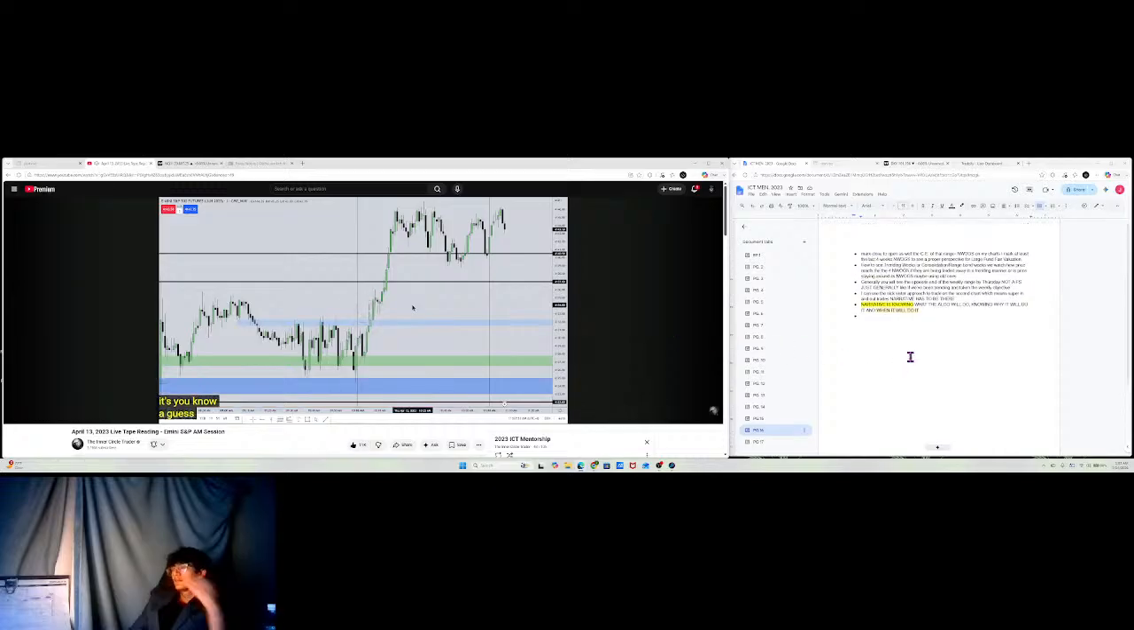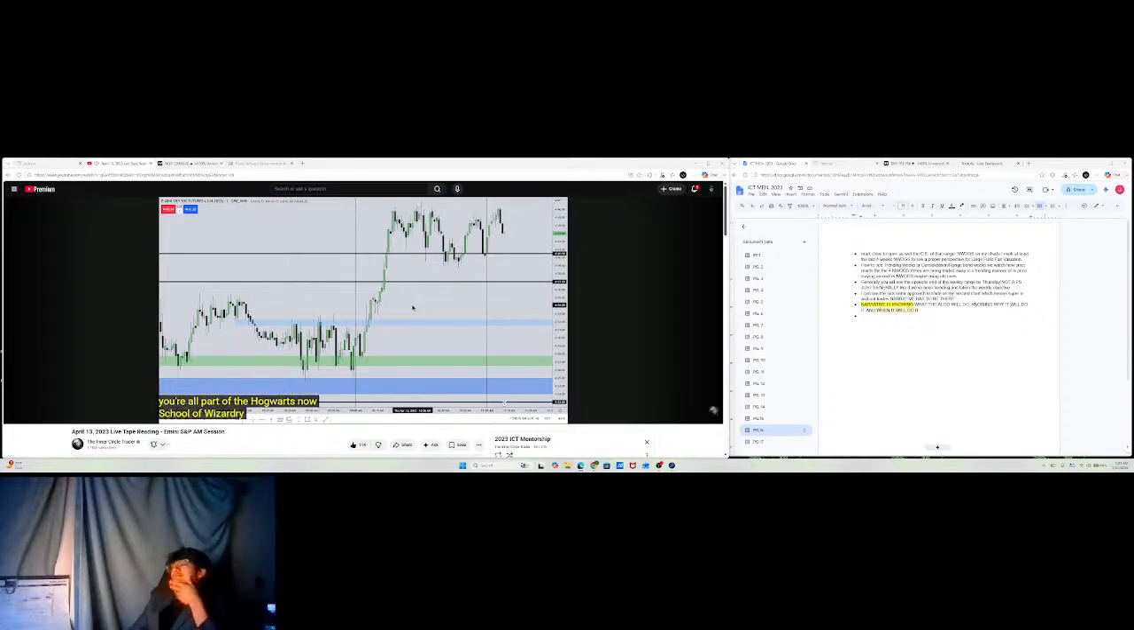We don't guess. We do technical science. Okay, that's what we have here. Technical science. You're all part of the Hogwarts now. School of Wizardry. And whether you like it or not, these things are going to continue. The level of precision is going to continue. It's not going to stop. If anything, it's going to get better.